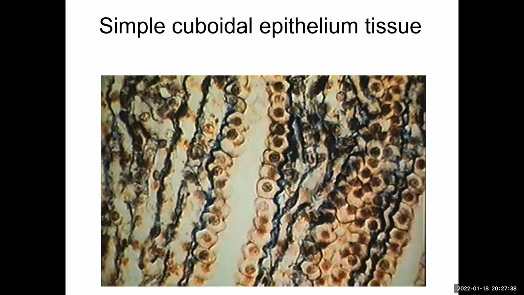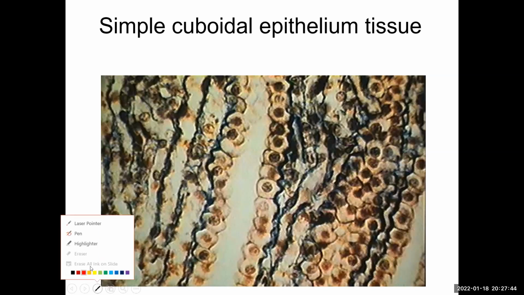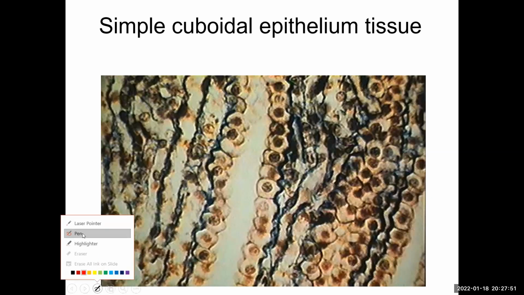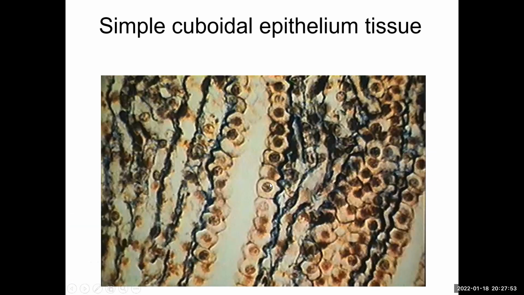All right, the next type of simple epithelium is simple cuboidal epithelium. And so you can see here the shape of the cell is cuboidal. It's as tall as it is wide, and you can see that the nucleus is directly in the center here, and it's nice and spherical.